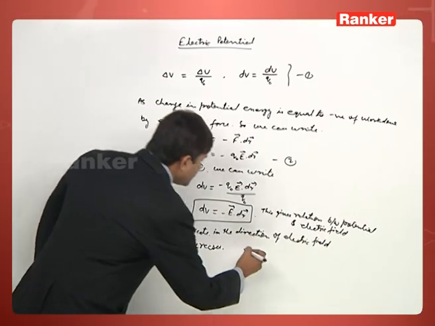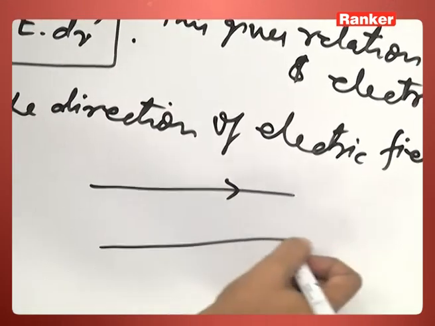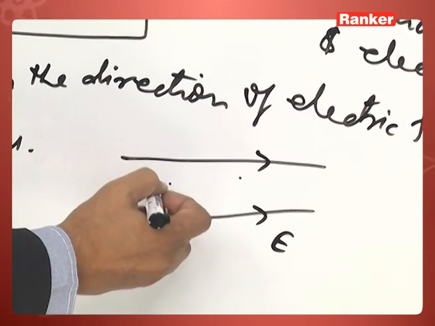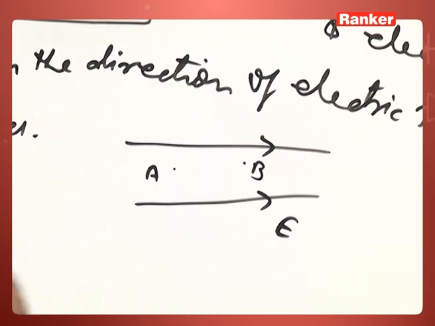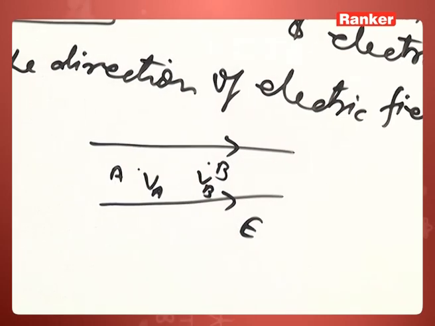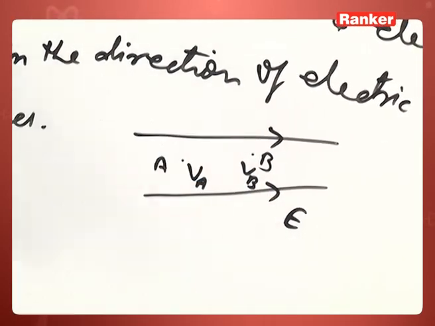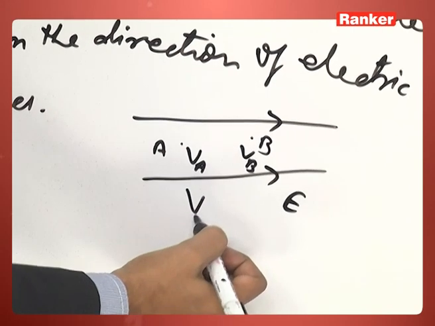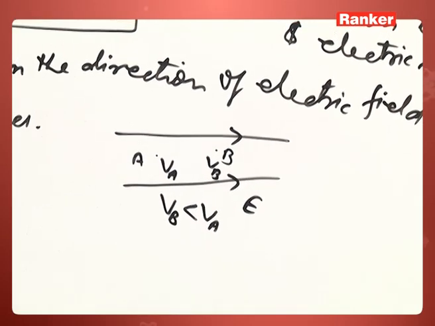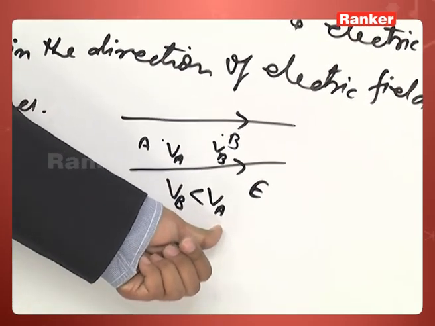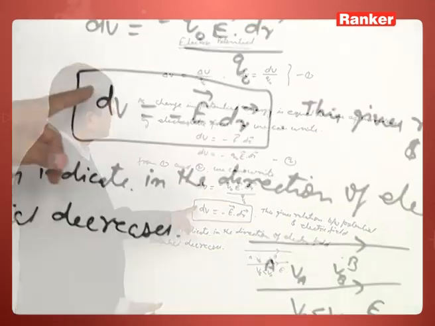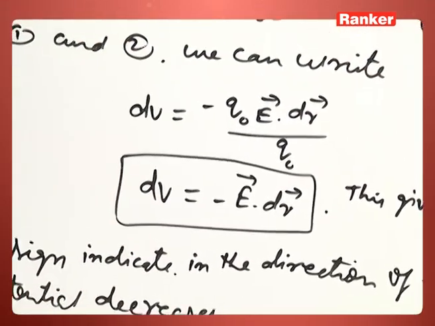So we can say if the electric field direction is this, let this is the electric field direction, and if we are talking about any 2 points here, A and B, and let the potential of point A is VA and potential of point B is VB. So in the direction of electric field potential decreases, it means VB will be at lower potential as compared to potential at point A. So this is the meaning of negative sign. So this is one very important result, and this we can further use in the different cases.